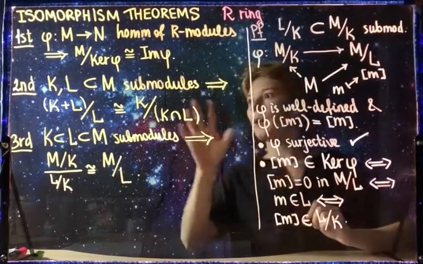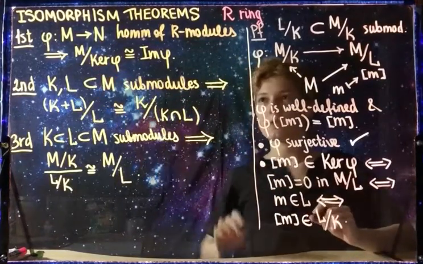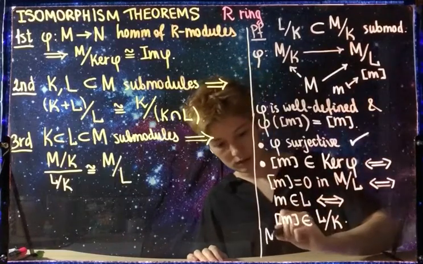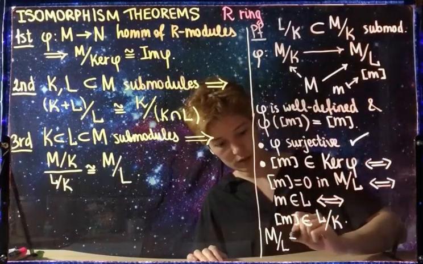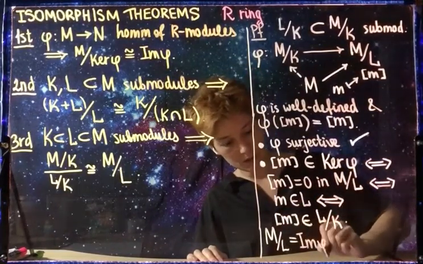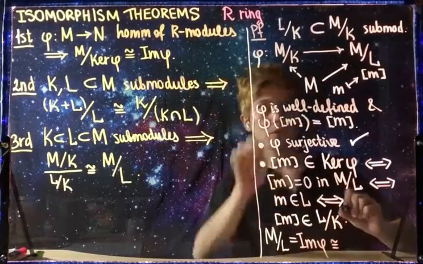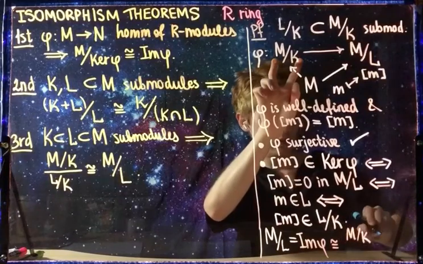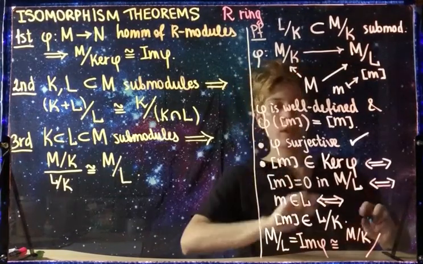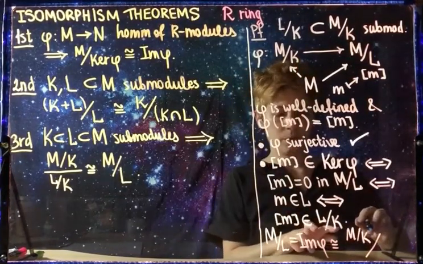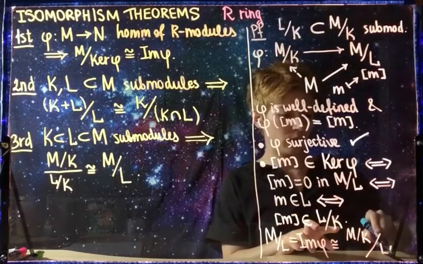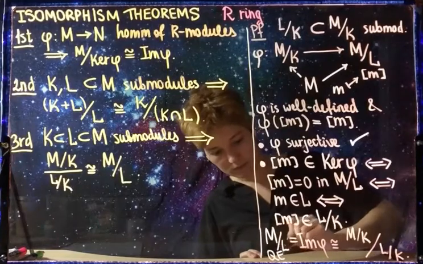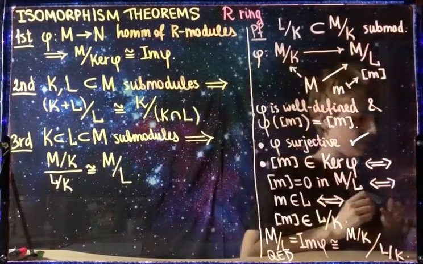And so again, by the first isomorphism theorem, we have that M mod L, which is the image of phi, is isomorphic to M mod K, further mod out by the kernel of phi, which is L mod K. And this is what we wanted to conclude.